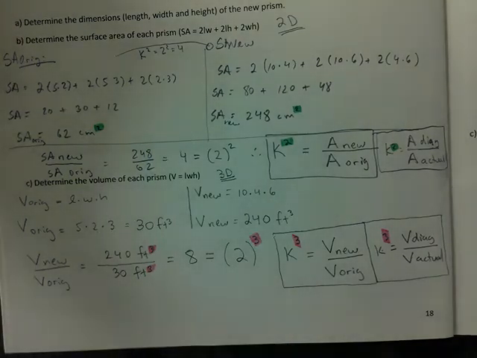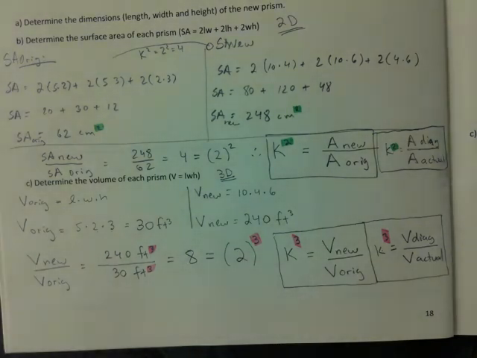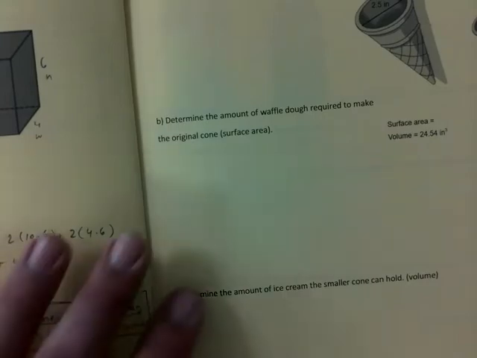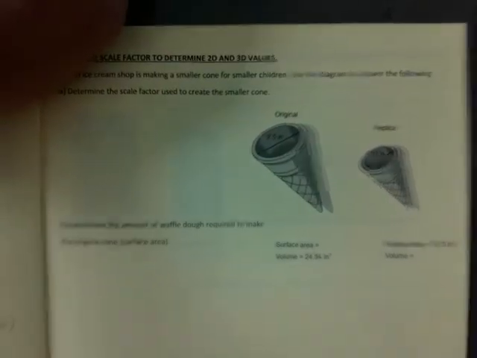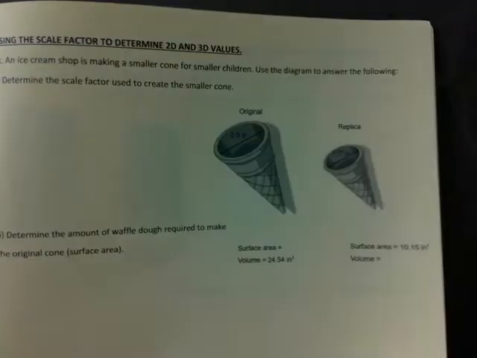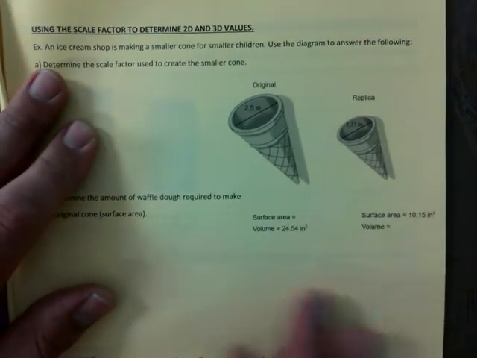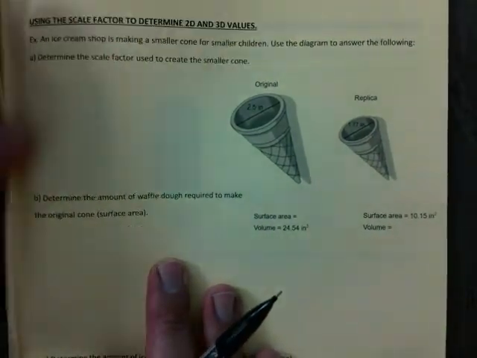So in a sense, we're going to continue with the exact same concept. It's just now we're going to work with areas as well, volumes as well. Okay. All right. Ready? 19. Let's go over to 19. I'm going to switch over to my clean copy. Otherwise, I'm going to mix it all up. Here we go. Scale factor to determine 2D and 3D values.